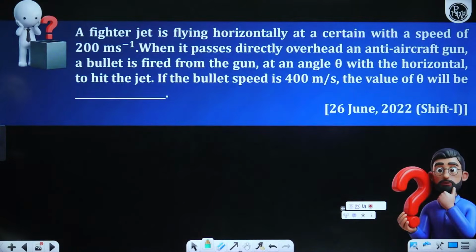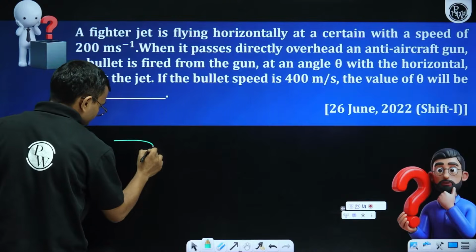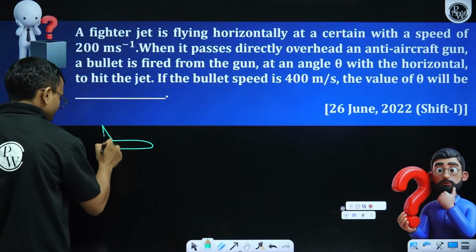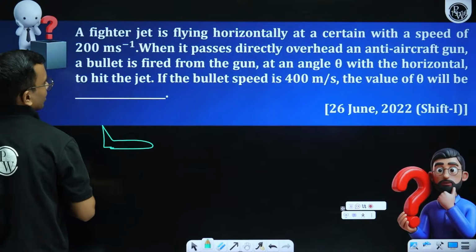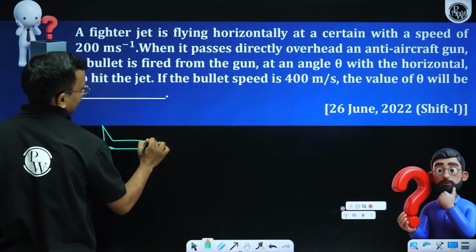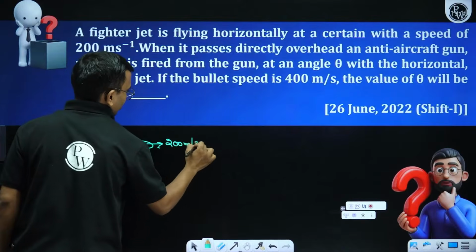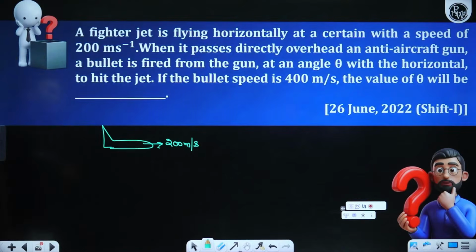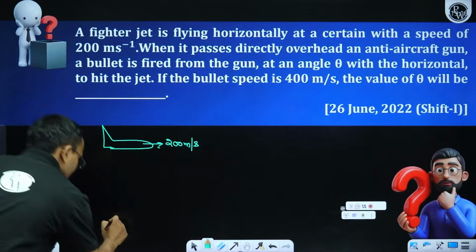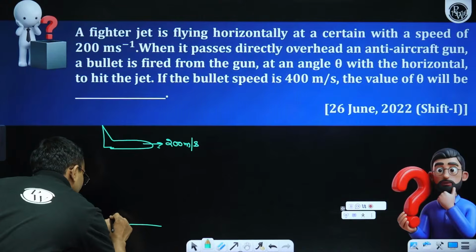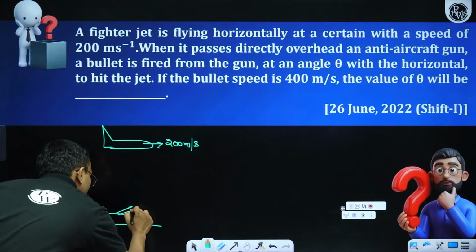A fighter jet is flying horizontally at a certain height with speed 200 meter per second. So the fighter jet is like this. It is flying at a certain height with velocity 200 meter per second. Okay. When it passes directly overhead an anti-aircraft gun. So here is your anti-aircraft gun.